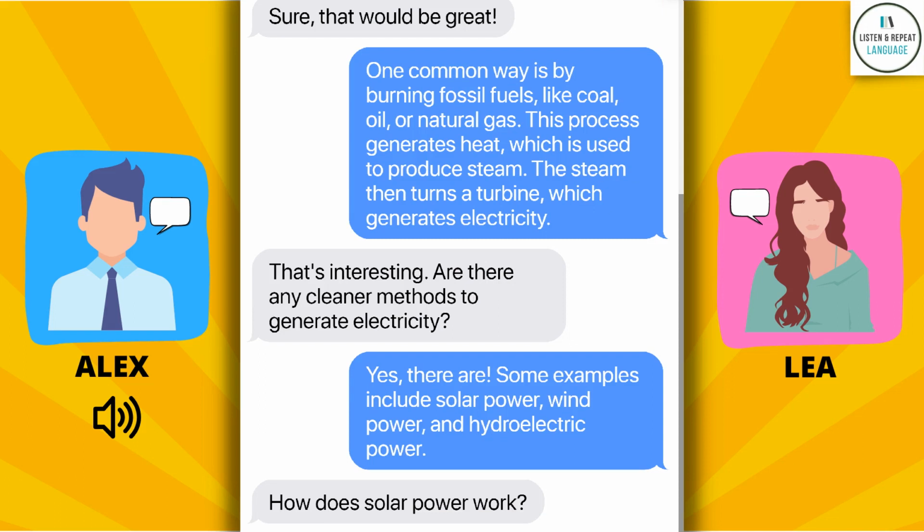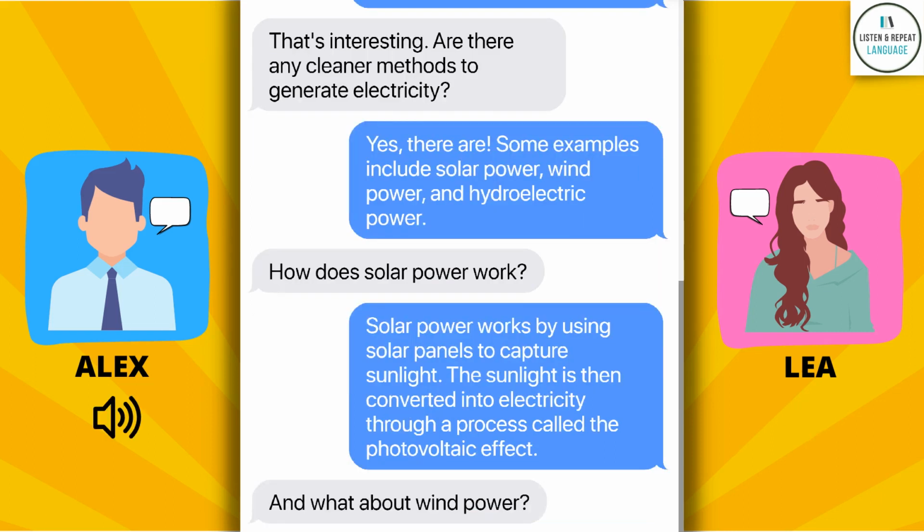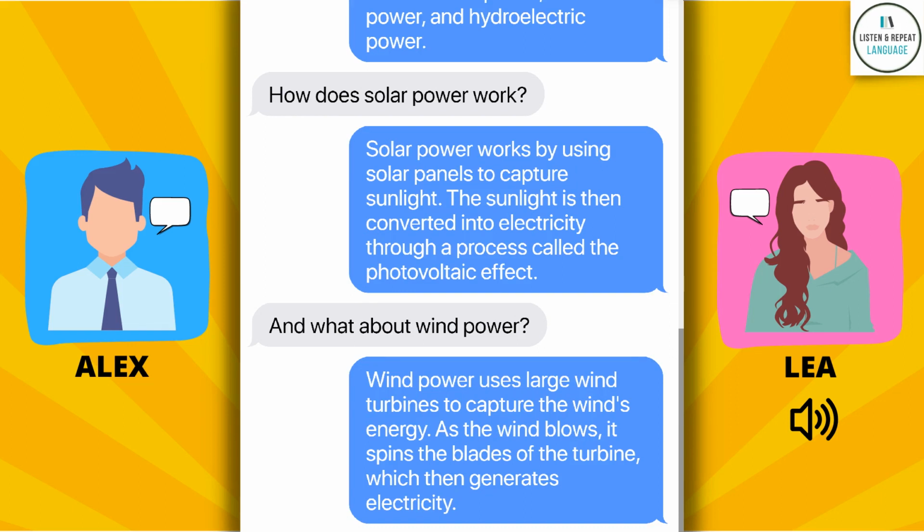How does solar power work? Solar power works by using solar panels to capture sunlight. The sunlight is then converted into electricity through a process called the photovoltaic effect. And what about wind power? Wind power uses large wind turbines to capture the wind's energy. As the wind blows, it spins the blades of the turbine, which then generates electricity.